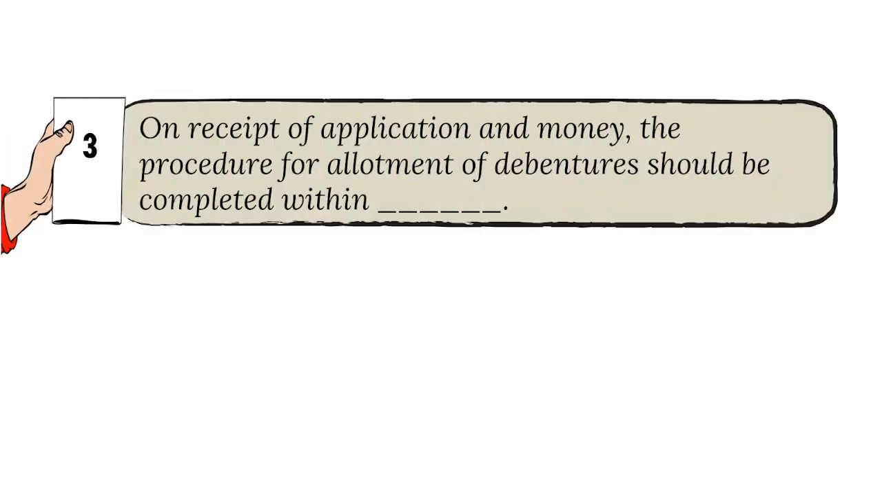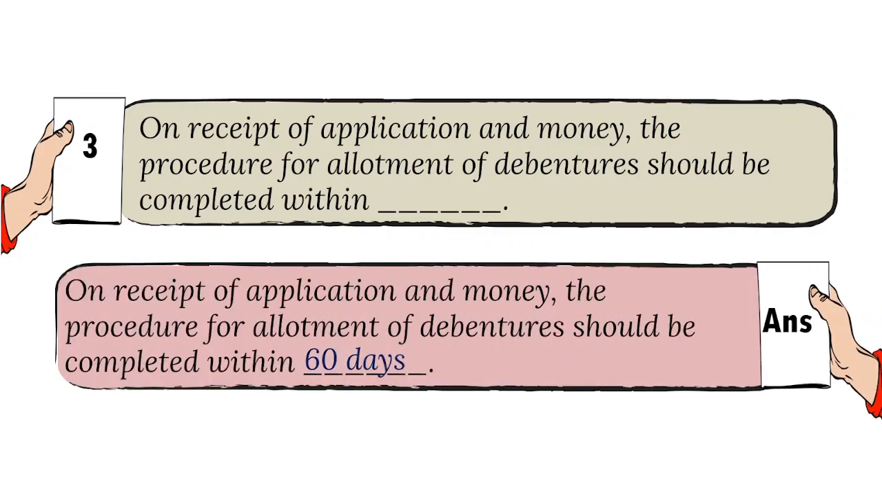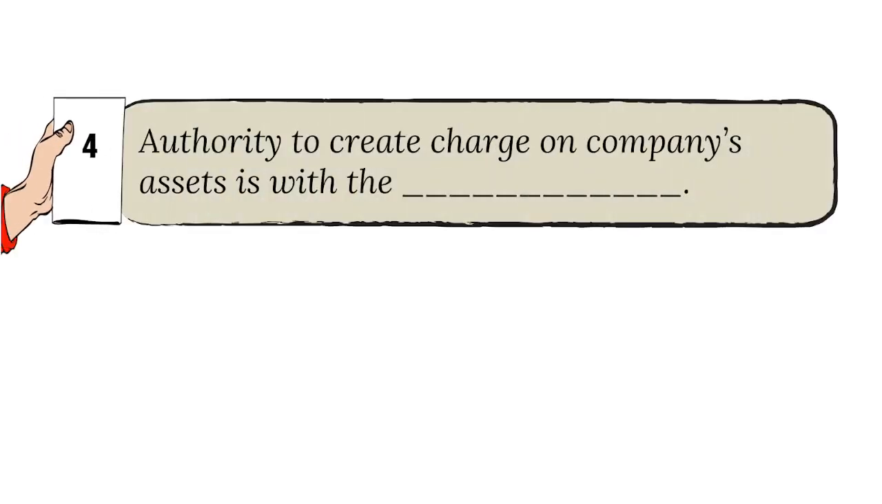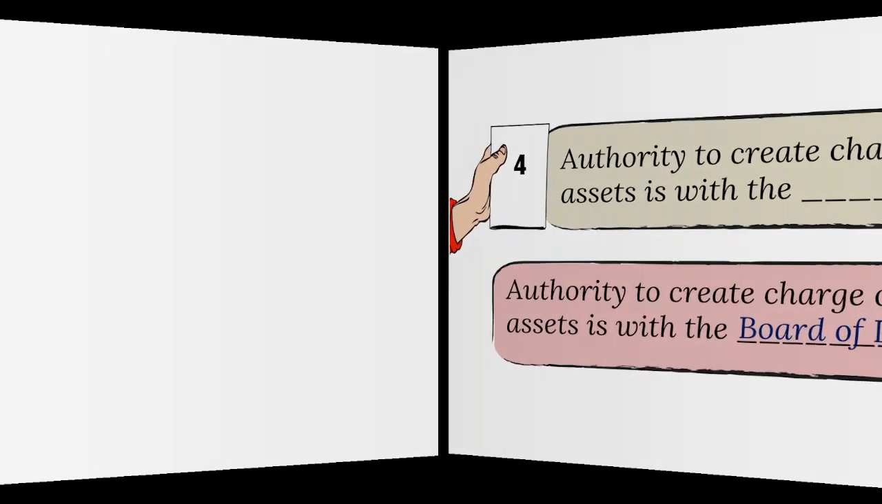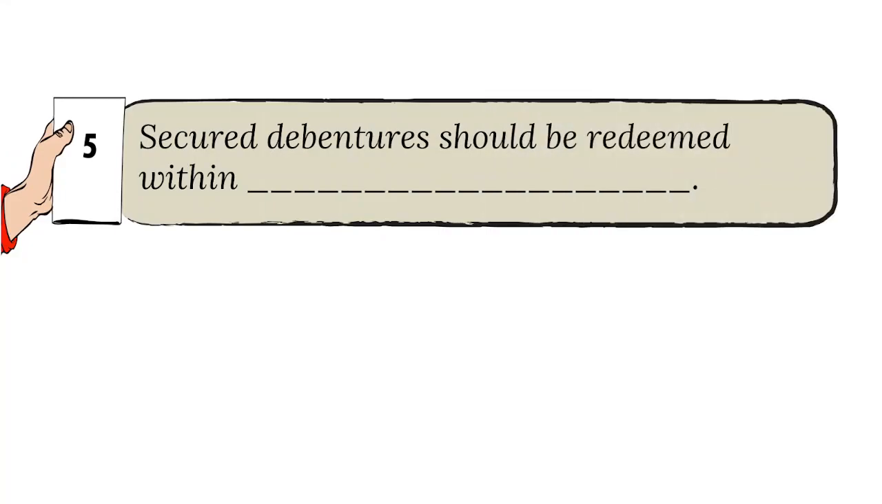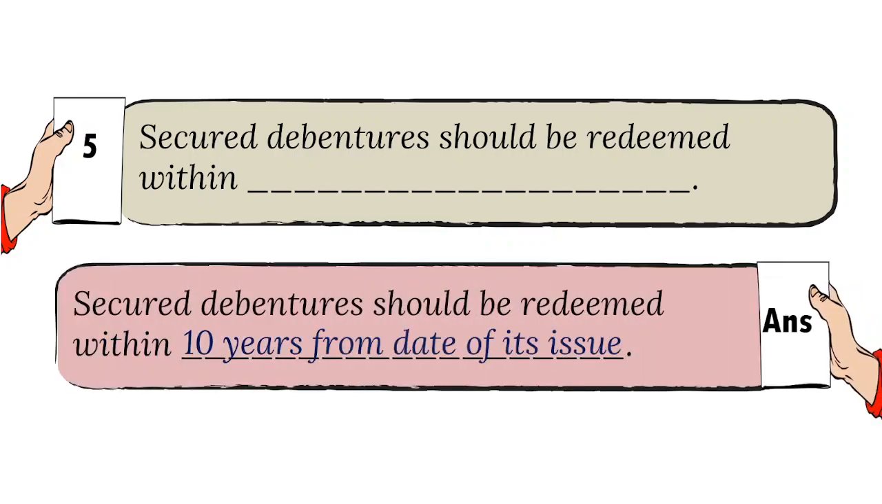3. On receipt of application and money, the procedure for allotment of debentures should be completed within dash. And the answer is 60 days. 4. Authority to create charge on company's assets is with the dash. And the answer is Board of Directors. 5. Secured debentures should be redeemed within dash. And the answer is 10 years from date of its issue.